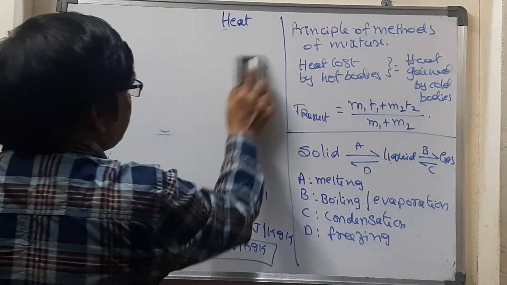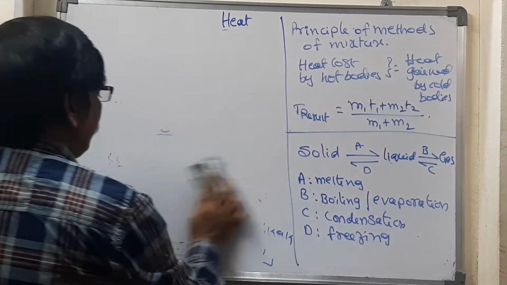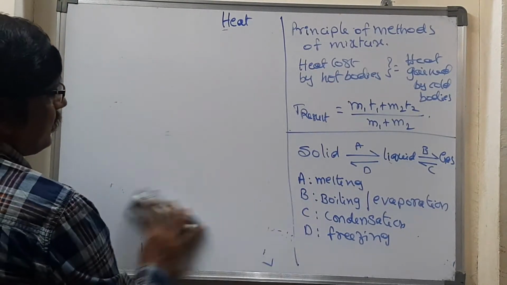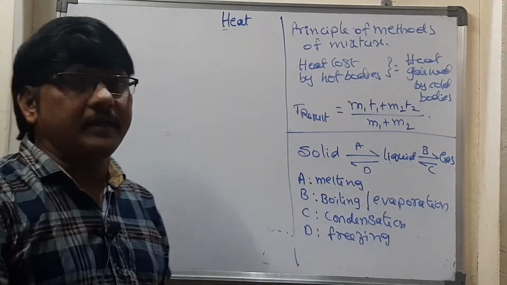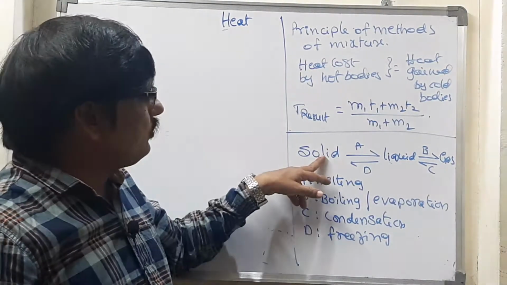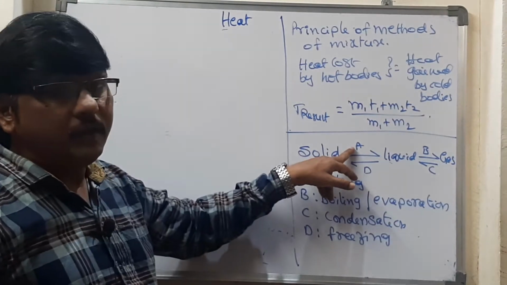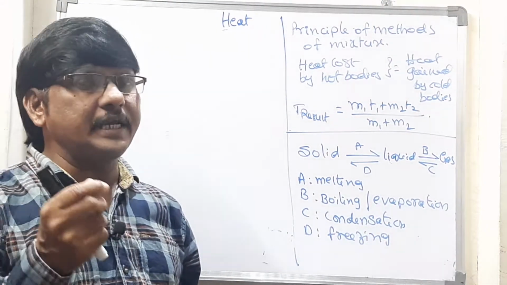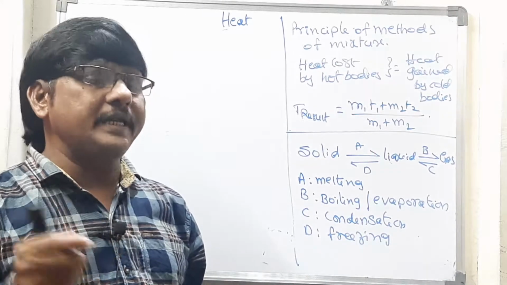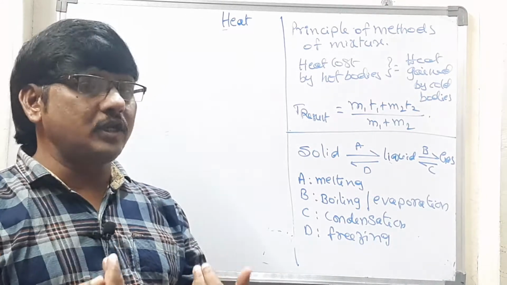What is the state of ice cubes? Solid state. And how can the solid state be converted into liquid state? By supplying heat. So solid to liquid means heat is being absorbed. Whenever heat is absorbed, such reactions are called endothermic reactions. Heat absorbing means endothermic reaction.